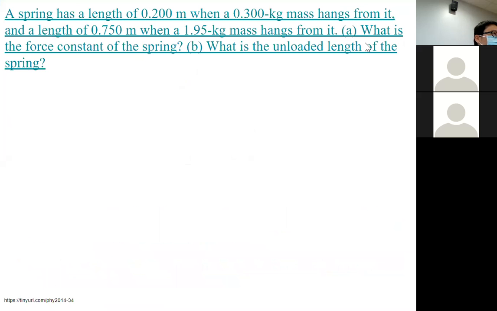So let's take a quick look at an example of Hooke's law here, just to get you familiar with the spring constants and so on. This one says a spring has a length of 0.200 meters when a 0.300 kilogram mass hangs from it, and a length of 0.750 meters when a 1.95 kilogram mass hangs from it. What's the force constant of the spring, and what's the unloaded length of the spring?